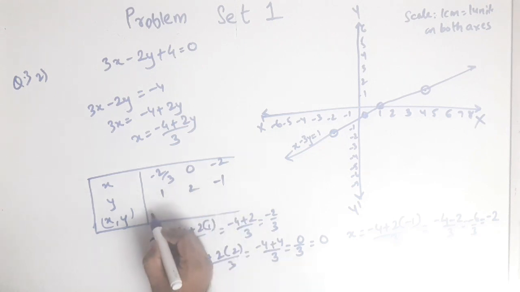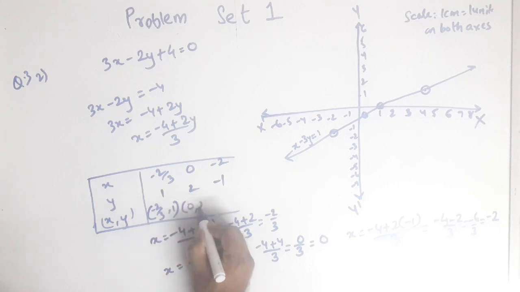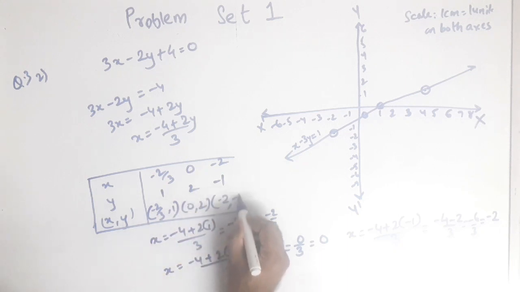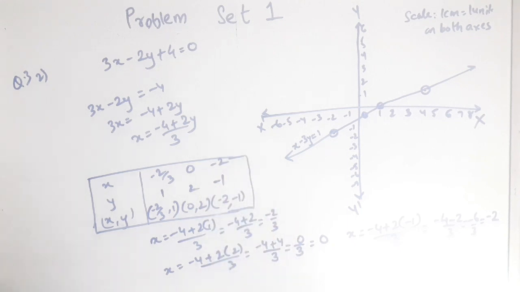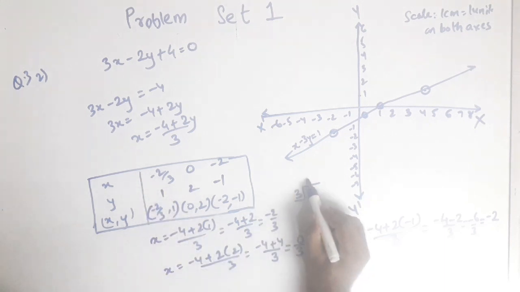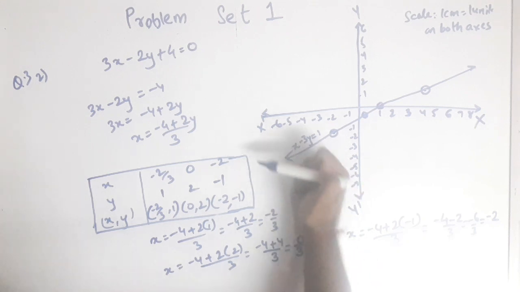Okay, so let us write the points. Minus 2 by 3 comma 1. This is 0 comma 2, and this is minus 2 comma minus 1. Now minus 2 by 3, the decimal value of this, let us find. In rough work you will do this, children. 2 by 3. 3 zeros are 0, this becomes 20, 3 6 are 18, so it is minus 0.6.